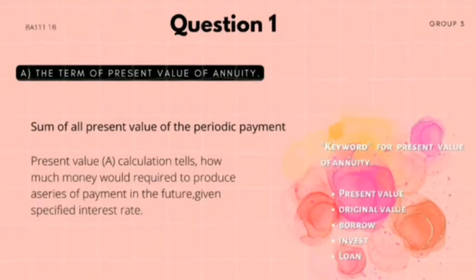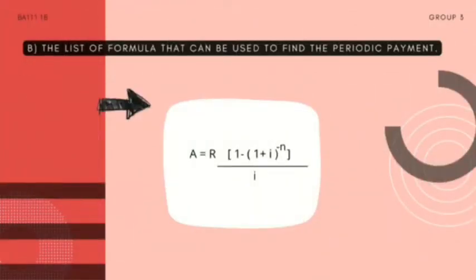Question 1A is about the term of the present value of annuity. The present value of an annuity is the sum of all the present values of the periodic payments. Present value calculation tells how much money is required to produce a series of payments in the future, given a specific interest rate. The keywords for the present value are the present value itself, the original value, borrow, invest, loan, and others. Next, we move to question 1B.